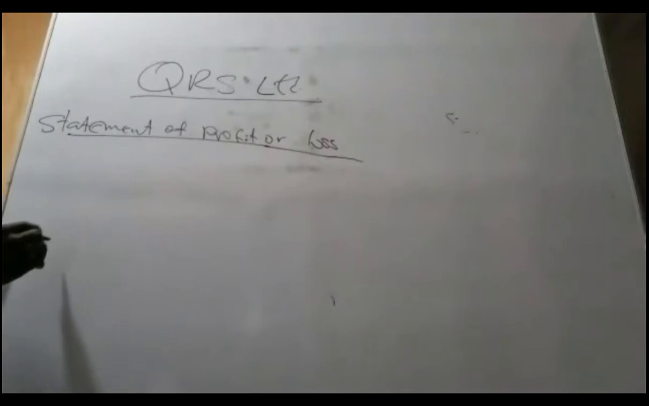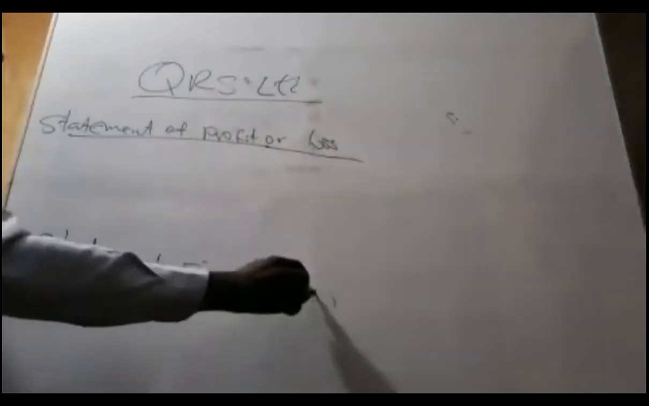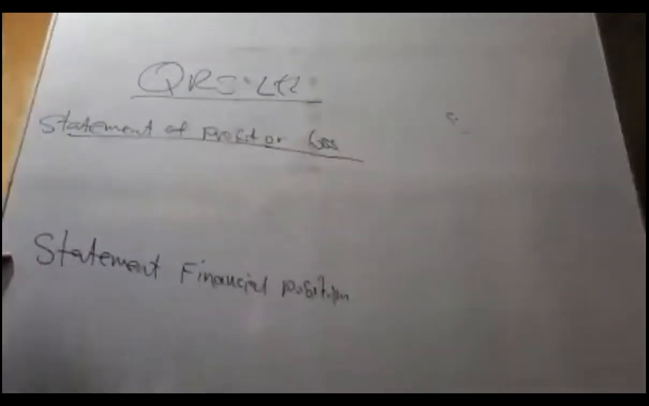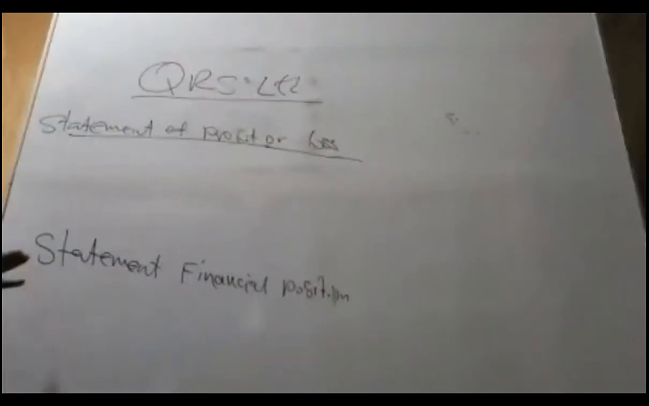So for that year. Then I'll leave enough space and continue by saying still statement of financial position as at that date. So statement of financial position as at that date. So what will go in here? That is the accounting treatment that we are looking for.